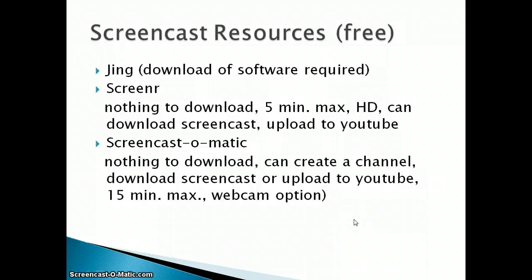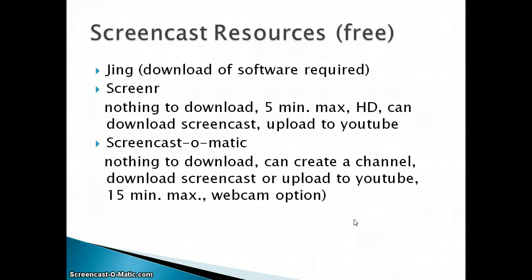So what are some screencast resources that are out there? Well, screencast resources can be free. I mean, there's some that you have to pay for. If you have a smartboard, you can use your smartboard software to create screencasts. If you don't have a smartboard and your students don't have access to a smartboard, they could create screencasts by using Jing, ScreenR, or Screencast-O-Matic. Jing requires a download of some software onto your computer. This year I can't download anything onto my school laptop, so instead of using Jing, this year I'm using Screencast-O-Matic.